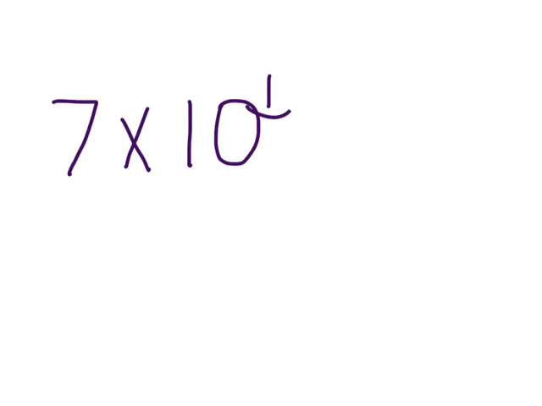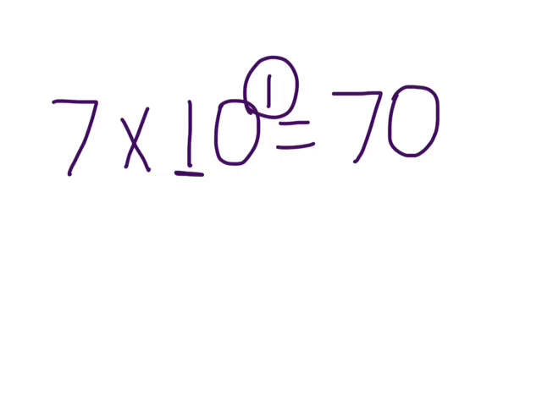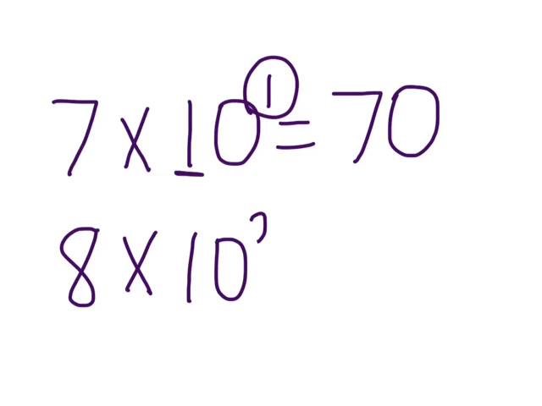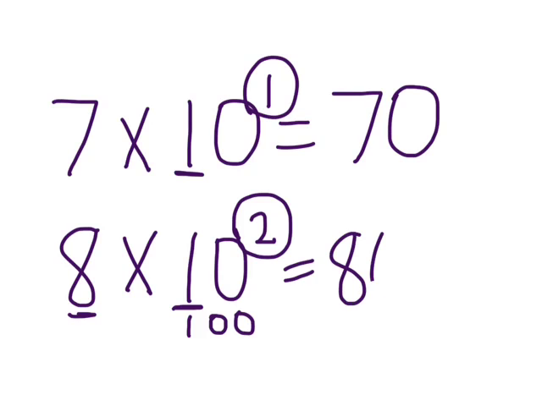Okay, let's say I have 7 times 10 to the first. This means that there is 1 zero after my 1. So that's a 10. So 7 times 10 to the first would be 70. What about 8 times 10 to the second? 10 to the second would mean that there are 2 zeros after my 1, which would mean it would be 100. So 8 times 100 would be 800.